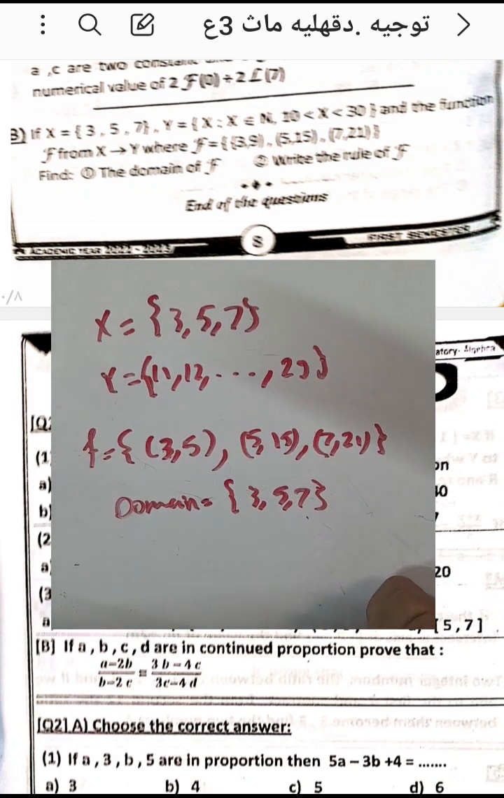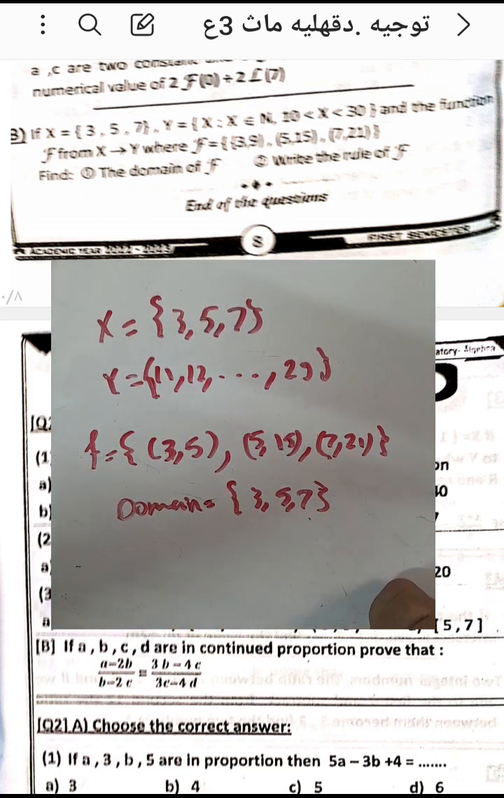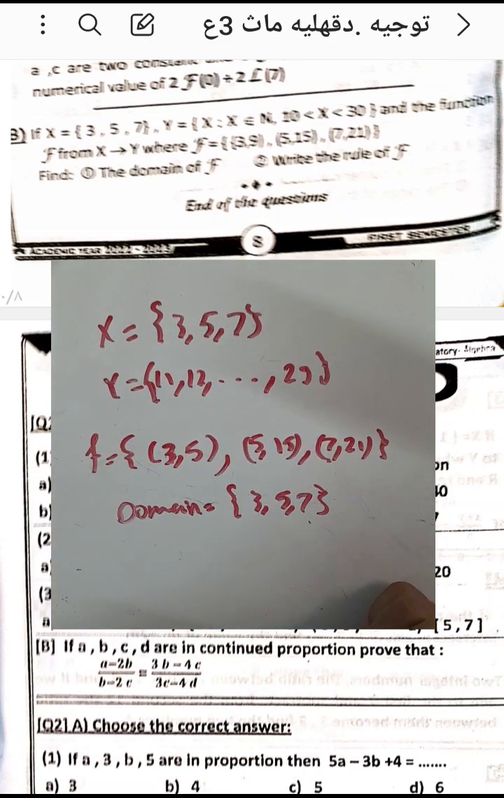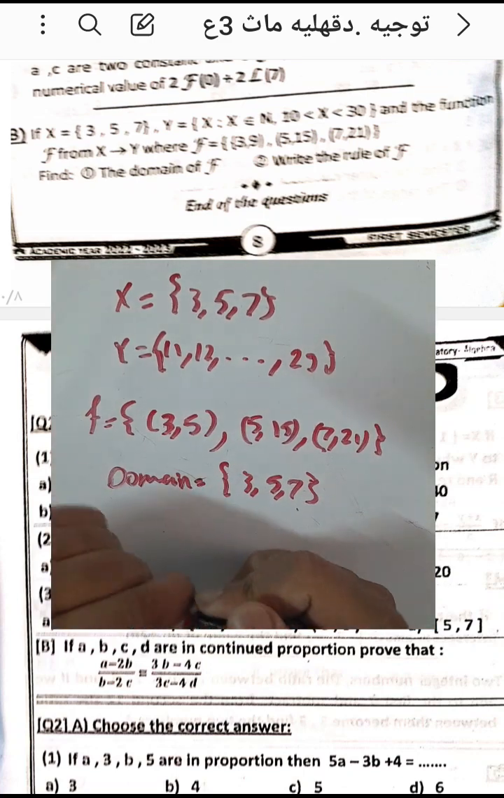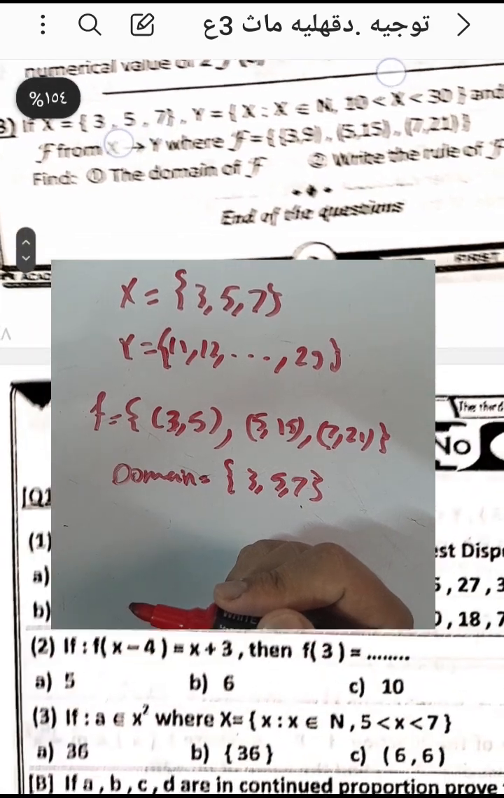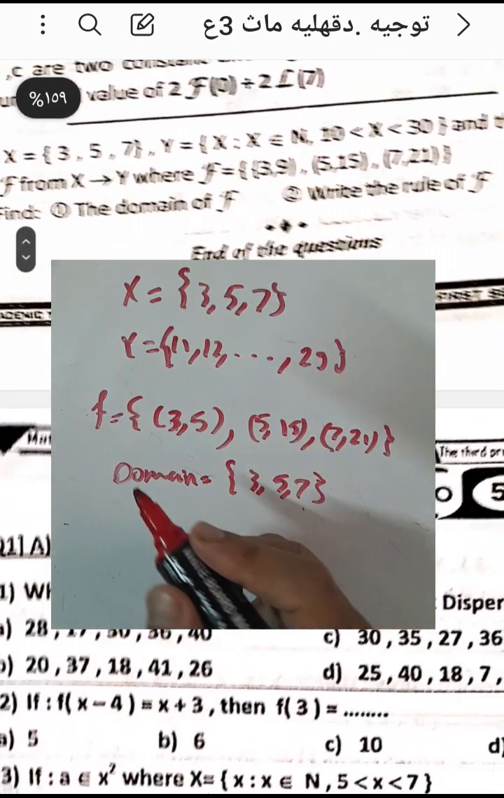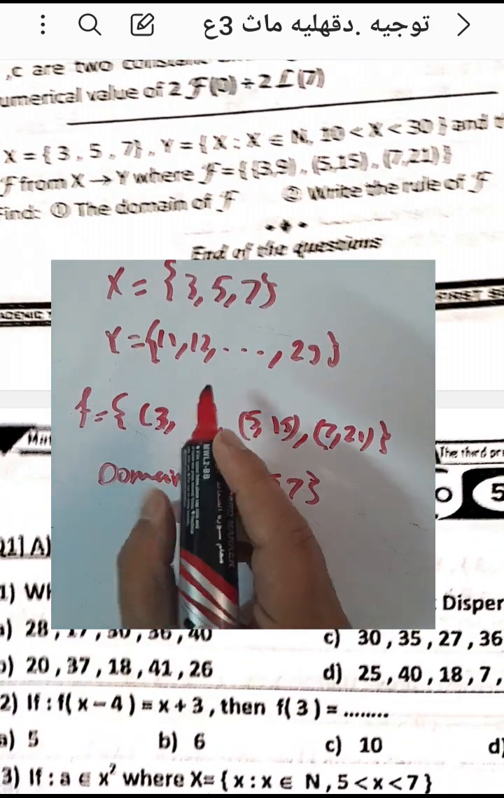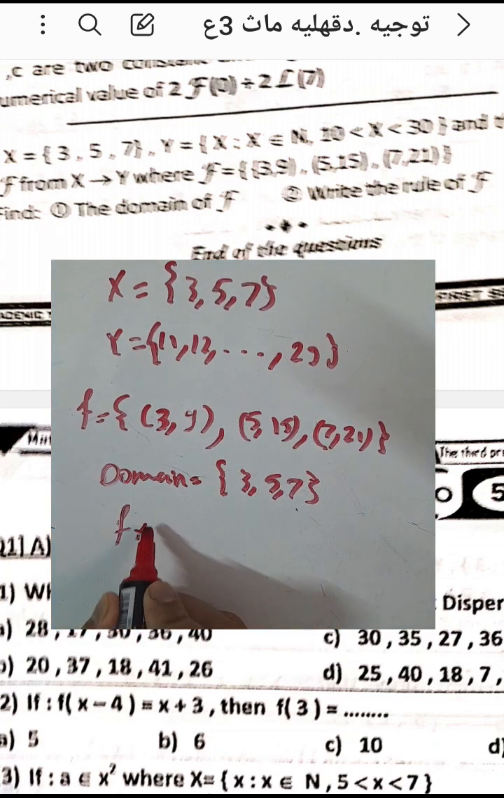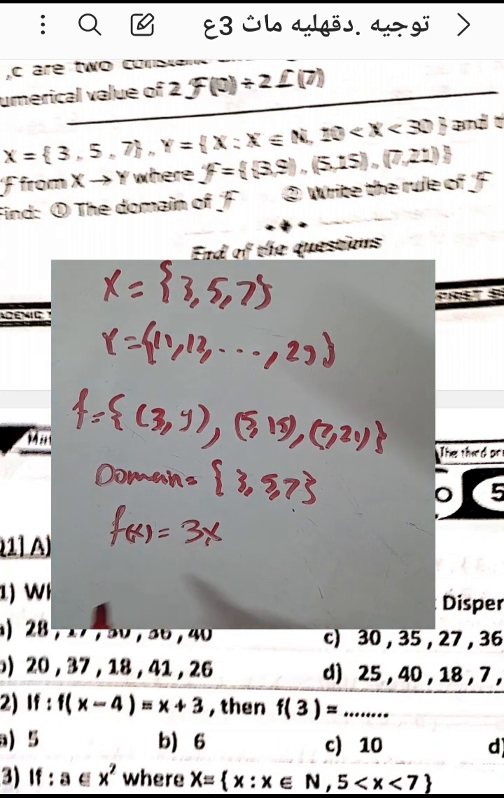We want to find the value or write the rule of f. It was 9, okay? 3 and 9, not clear, okay? This number was 9. Then the rule here about this function, f of x, will be 3x. It's the rule.